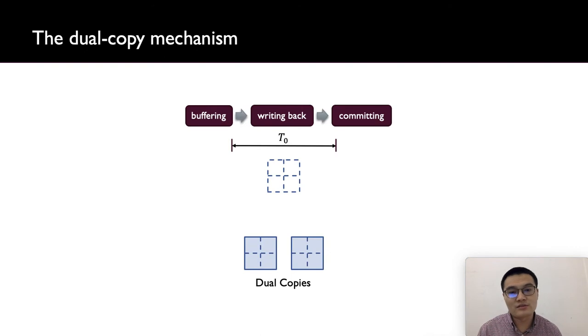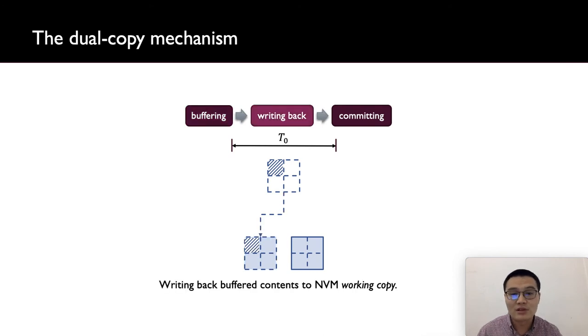Well, instead of using logging, PMThreads enforces failure atomicity with a novel dual copy scheme. Firstly, PMThreads leverages DRAM as a shadow memory to buffer updates to the persistent memory. Then the PMThreads runtime will enforce quiescent points to occur at timed intervals. At a quiescent point, the buffered contents in the DRAM will be written back to their corresponding home locations in NVM.